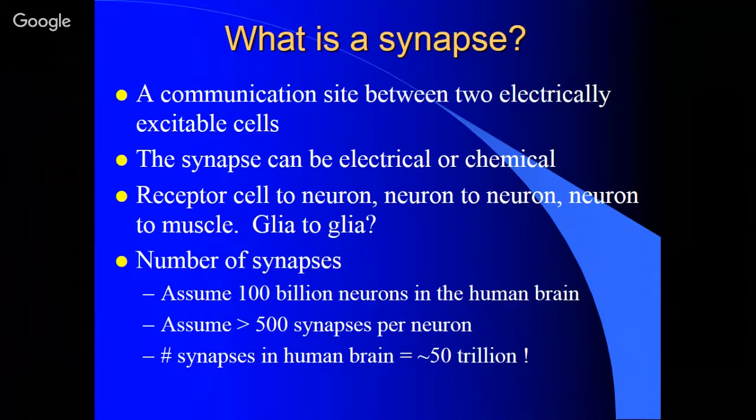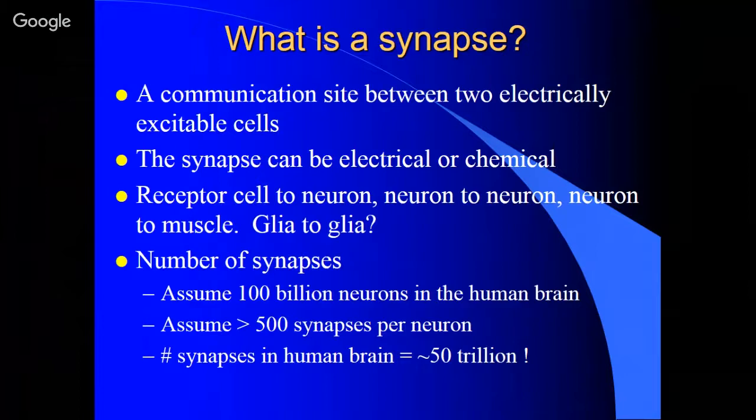So if we ask, what is the synapse? The synapse is a communication site between two electrically excitable cells. That's all synapses have in common. Synapses can be either electrical or chemical. If I just say synapse, you have in mind, I'm sure, the chemical synapse, and that'll be the bulk of our talk. But there are electrical synapses that are very important, and we'll spend a couple minutes on them. You can also have synapses from a receptor cell to the neuron, from a neuron to a neuron, of course, and also from the neuron to the muscle, and that's the neuromuscular junction. There's also evidence that you can probably have glia to glia synapses, especially when you start talking about electrical synapses.